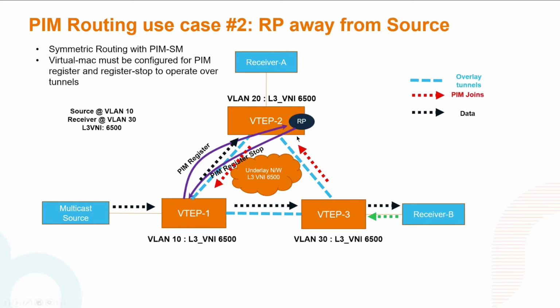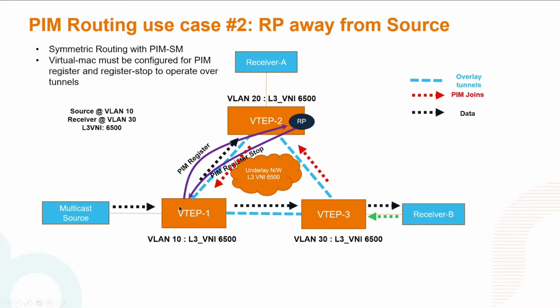Let's say the RP is residing on the remote VTEP. In this case, the source needs to be registered with the RP. Just like the hello packet, the PIM register will also be encapsulated and sent to the RP. And the RP will send the register-stop back to the multicast source DR router, which is VTEP1.